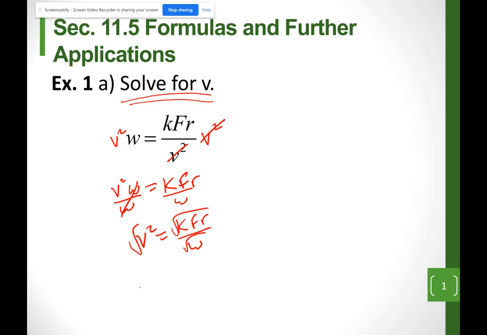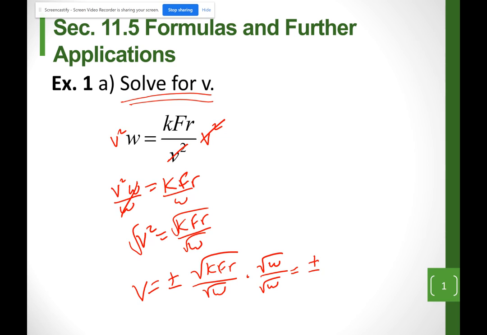And that's going to give me that v is either positive or negative the square root of kfr over the square root of w. Now, in previous sections, we learned that we cannot have a square root at the bottom. We cannot have a radical at the bottom. The way I'm going to get rid of it, I'm going to multiply top and bottom, in my fraction, by the square root of w.